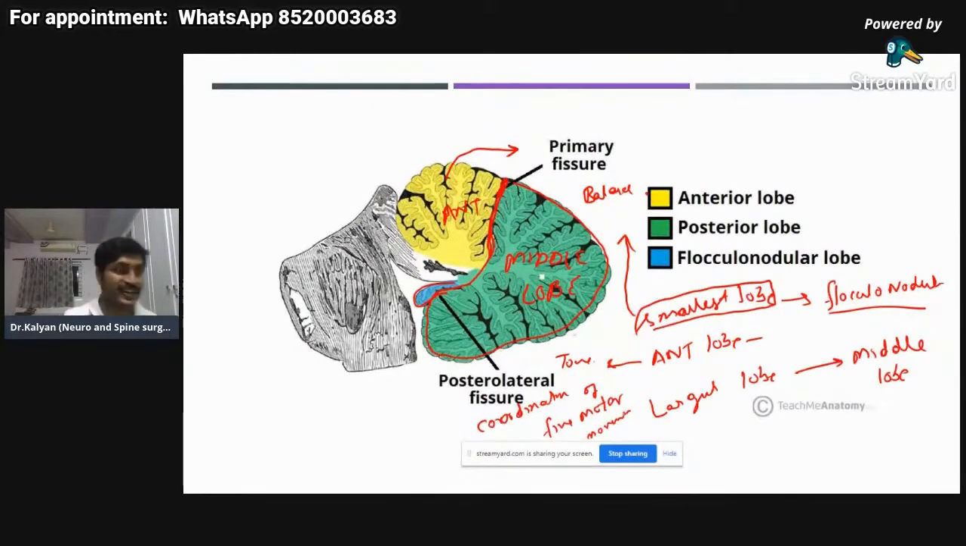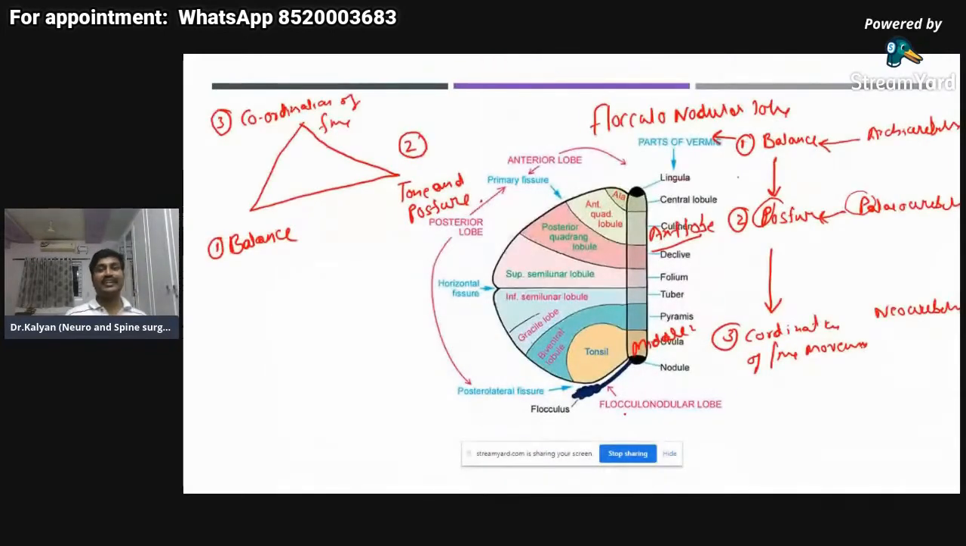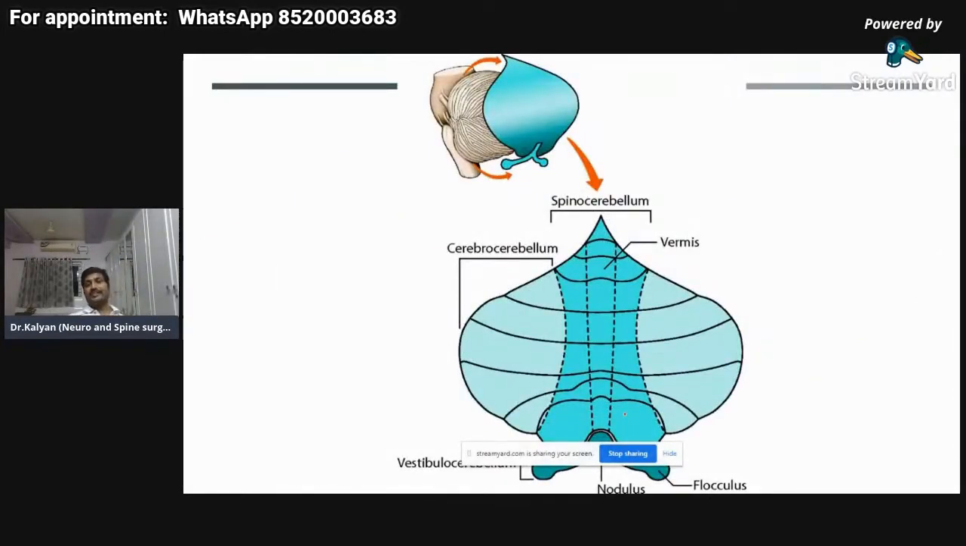Okay, hope I'm clear until now. Let's go. We have seen this division into archicerebellum, paleocerebellum, and neocerebellum. But you also have to remember one more classification. One is the spinocerebellum, which is the vermis and a region slightly lateral to the vermis known as the paravermis. The cerebrocerebellum is part of the hemispheres. And this is the flocculonodulus, which is the vestibulocerebellum. As I've told you, the flocculonodulus is mainly concerned with balance.